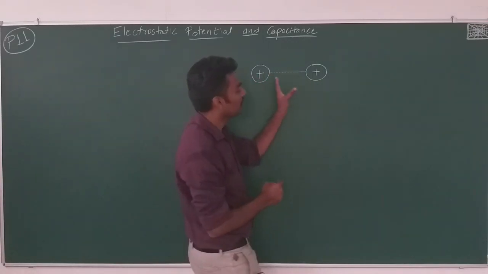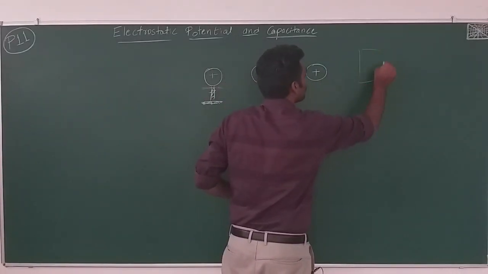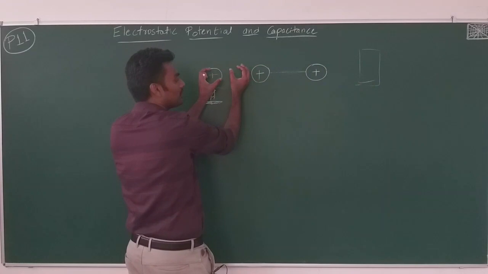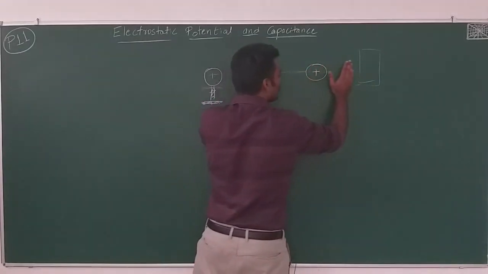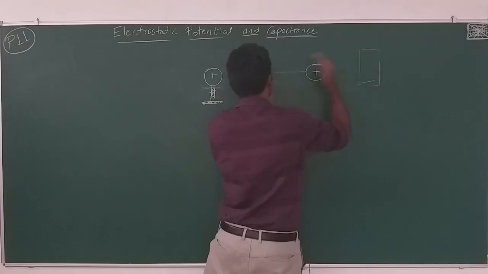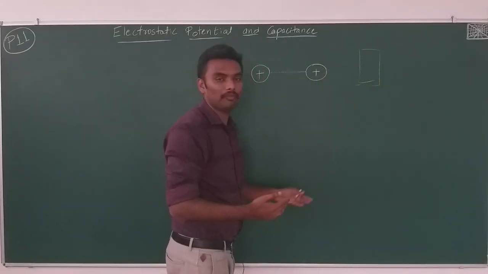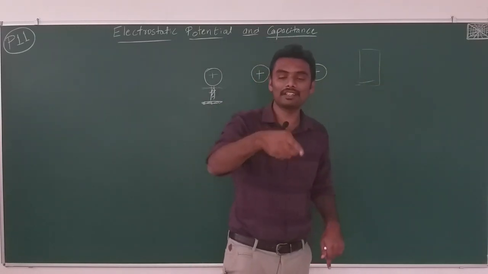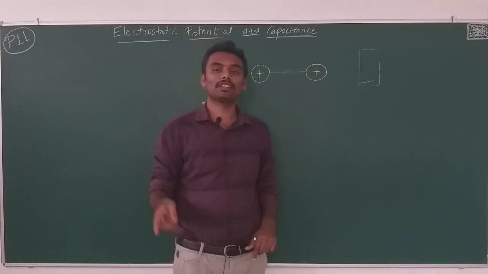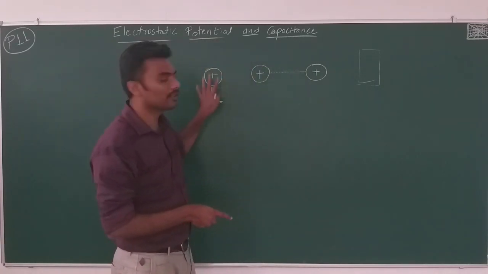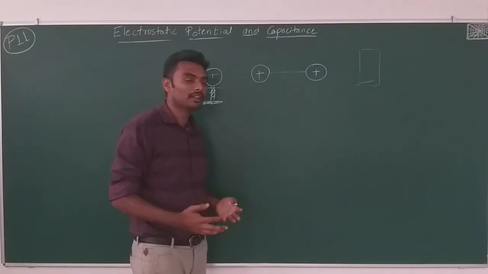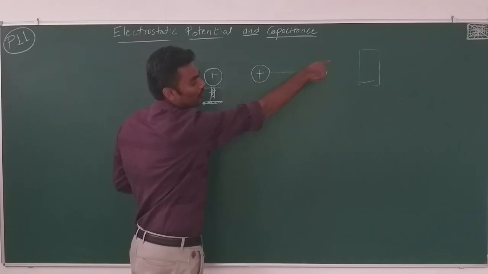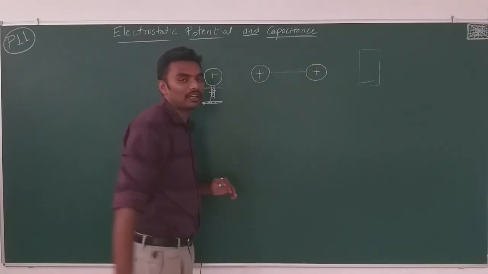Or I can say, if I keep something in the path of this moving charge, I brought this close to this charge and left it, so now it is moving. If some body came in front of this moving charge, this moving charge would hit that body and the body falls down. That is an external work, and this external work can only be performed if there was potential energy stored in the system. So that convinces us that there was potential energy in the system, and that potential energy is used for the work that the charge is doing.